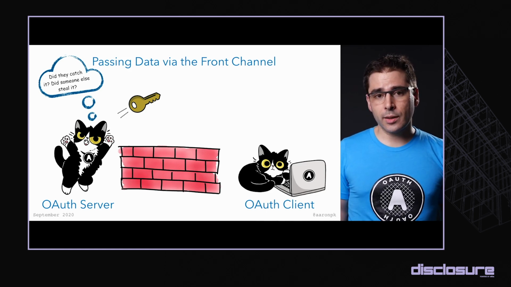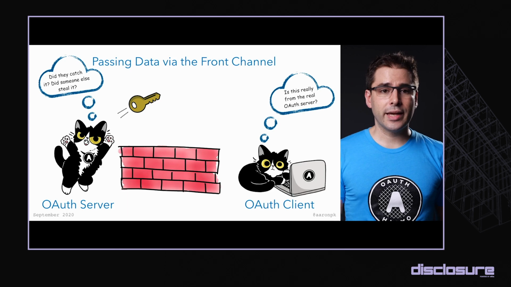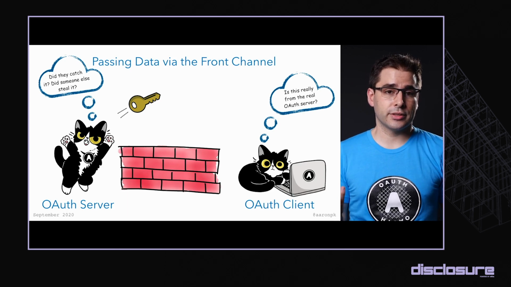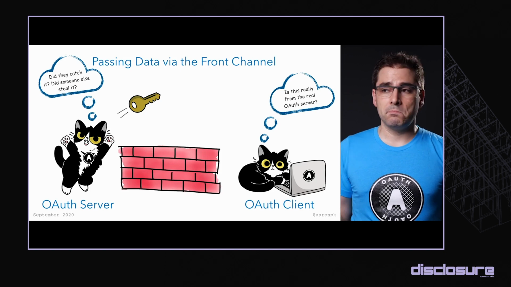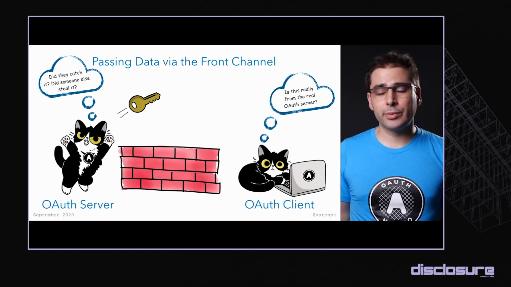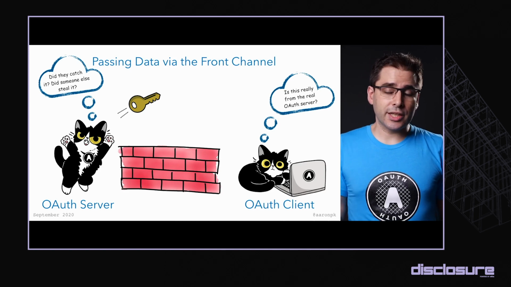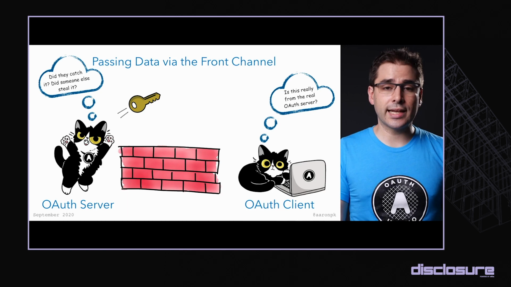But there's also this problem with receiving data via the front channel, which is that you don't actually know where it came from. You can't actually guarantee that it's from the person you think it's from because all you see is this thing comes flying over the wall and you don't actually know who it's from. So neither side is actually getting the complete picture here, which is a pretty dangerous situation to be in, especially if what we're sending in the front channel is an access token.